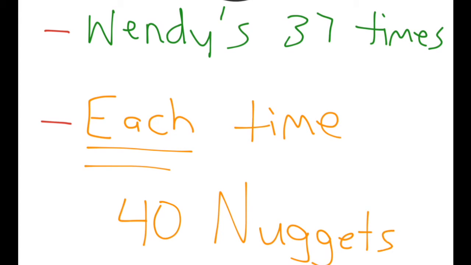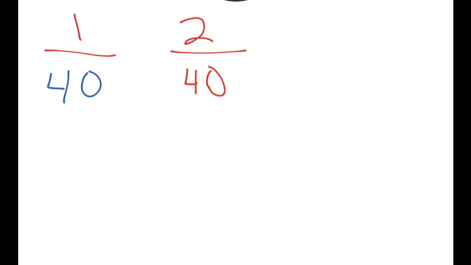And I wrote down that keyword as each because each is a very important word in this particular case, because the first thing you should think of when you see that word each is multiplication, because that's what we're talking about in this particular case. The reason for that, we can think of it like this. The first time I went, I got 40 nuggets. The second time, I got 40 nuggets. The third time, I got 40 nuggets. And dot, dot, dot, over and over.